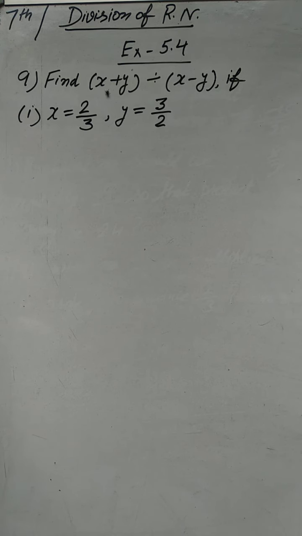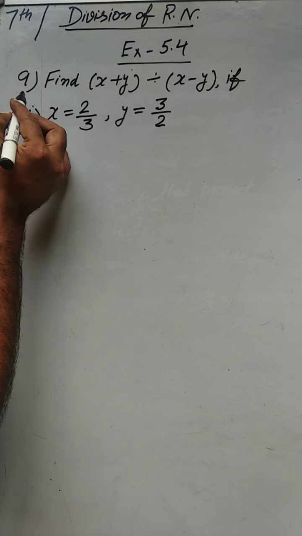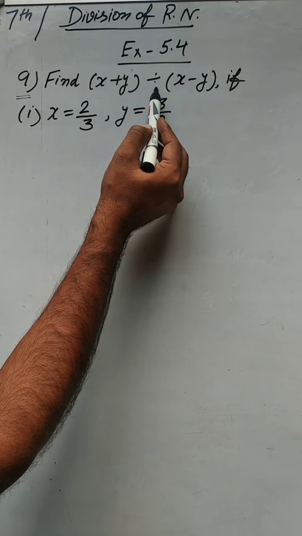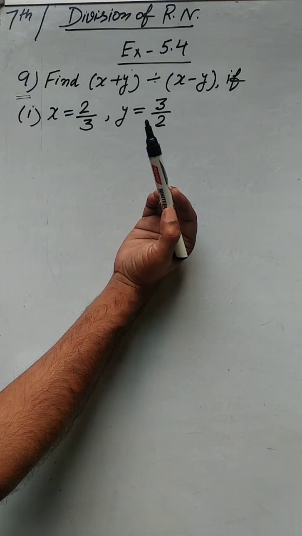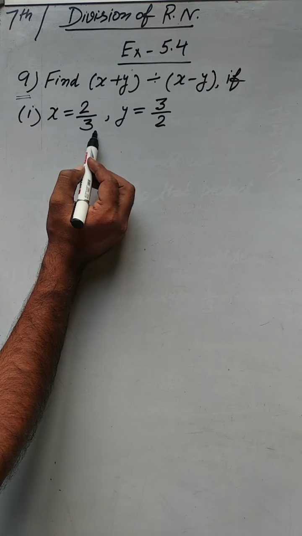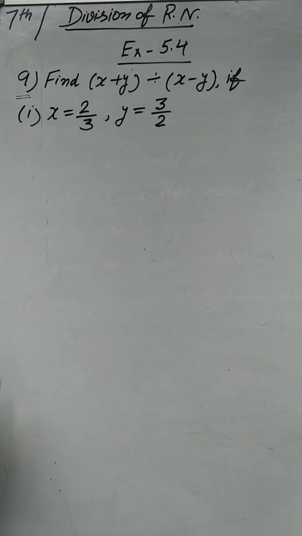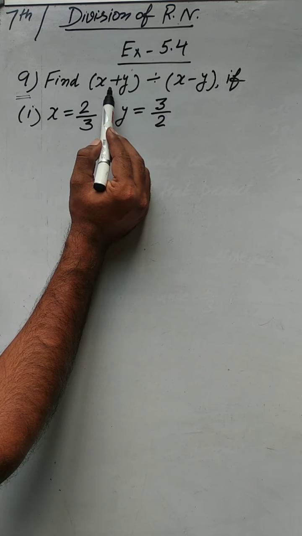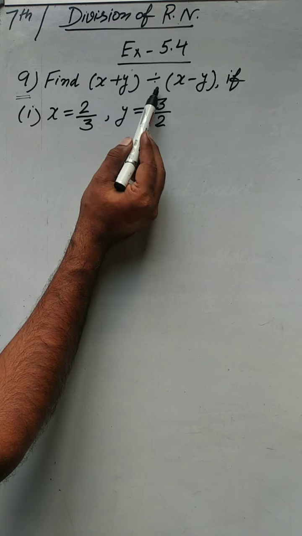Beta, today we will continue exercise 5.4 from question 9 up to question 8 we have solved yesterday. And beta, question 9 is: find x plus y divided by x minus y, if x is equal to 2 upon 3 and y is equal to 3 upon 2. Look here, beta. We have to find x plus y divided by x minus y.